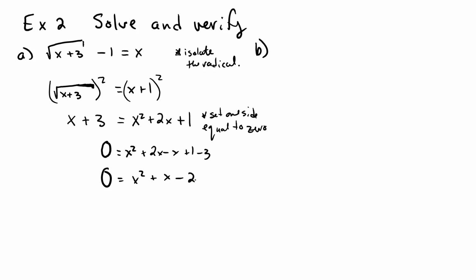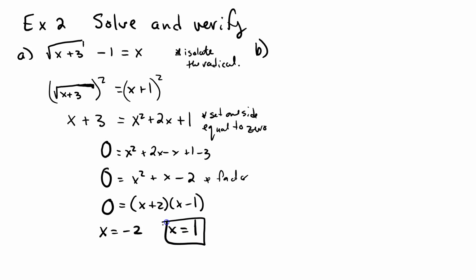Now what I want to do is factor. So I think about it, two numbers that multiply out to -2 and add up to positive 1. So I have x plus 2, x minus 1. So I know that x equals -2 and x equals positive 1.